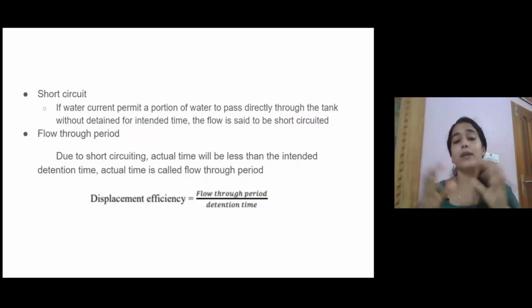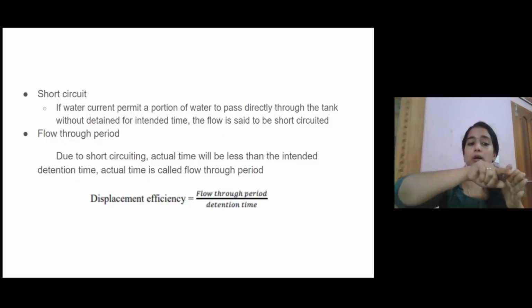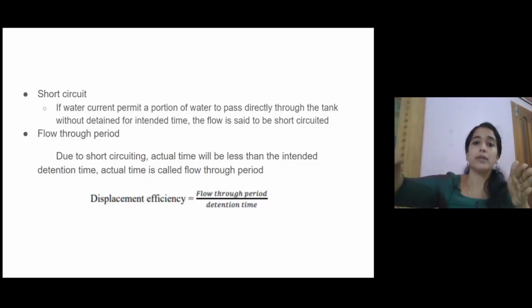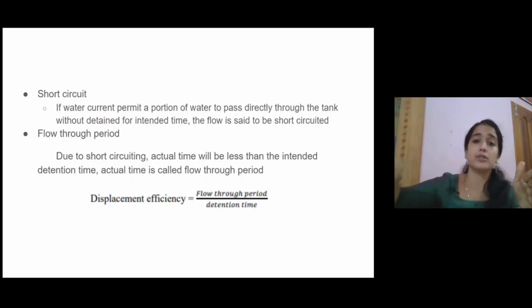That is, if a water particle entering from one end passes directly through to the outlet, it will not settle down in the sedimentation tank, and it will not be detained for the mentioned detention period in the sedimentation tank, and it will directly pass on to the outlet channel. Then the process is short circuited.